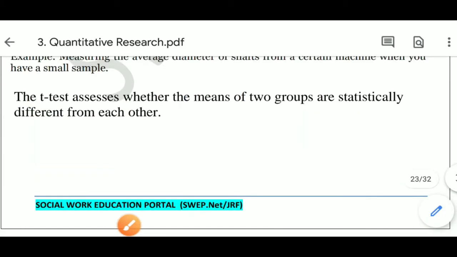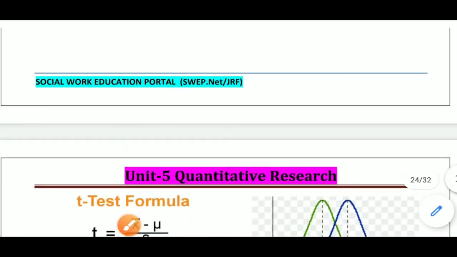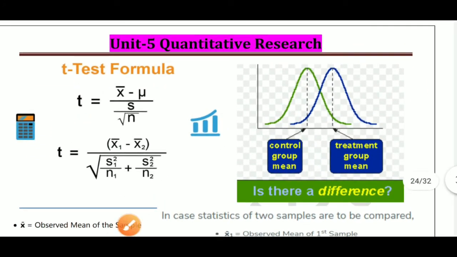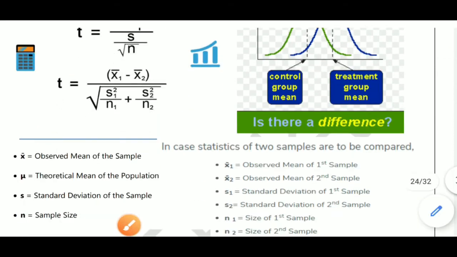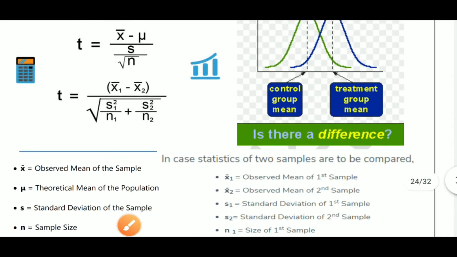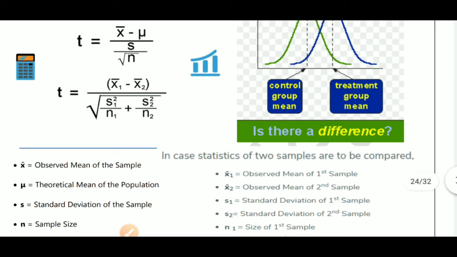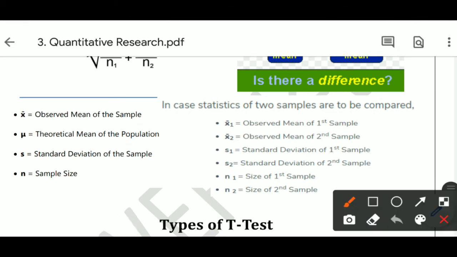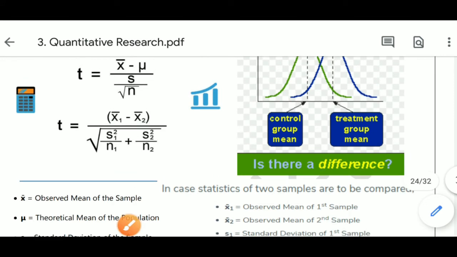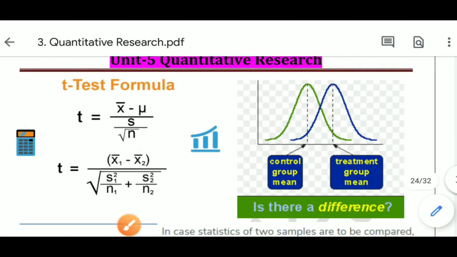We will take another example for the t-test. Here you can see the formula of the t-test, how to calculate its value. When you have one variable, or when you have two variables, you use this formula. Here are the variable names: x bar is the observed mean of the sample, mu is the theoretical mean of the population, s is the standard deviation of the sample, and n is the sample size. And in case the statistics of two samples are compared, when you have two samples you want to compare, you use this formula to find the value.